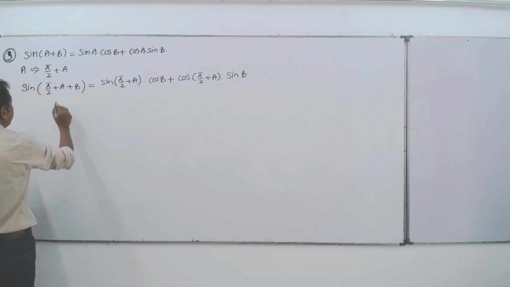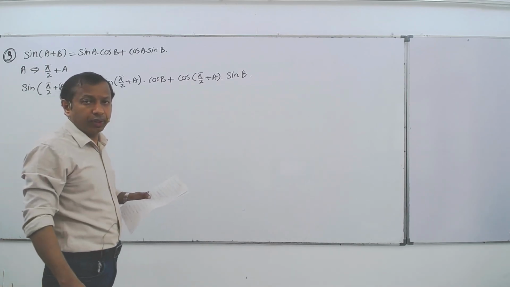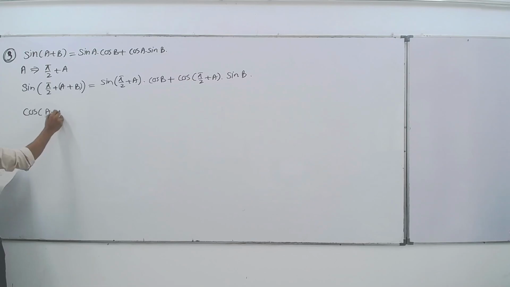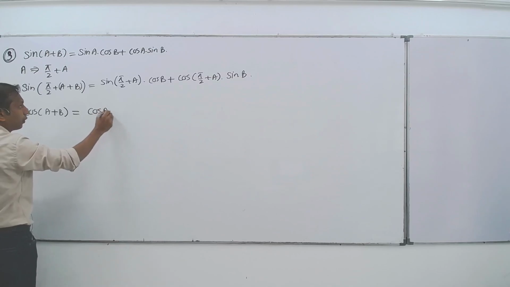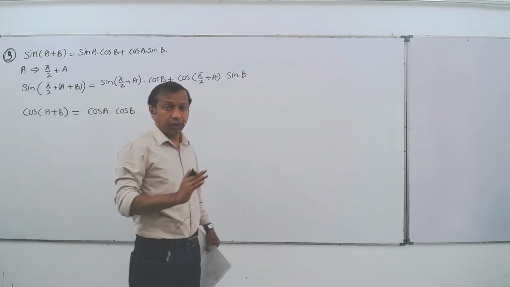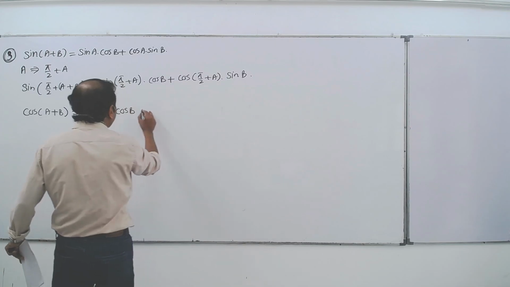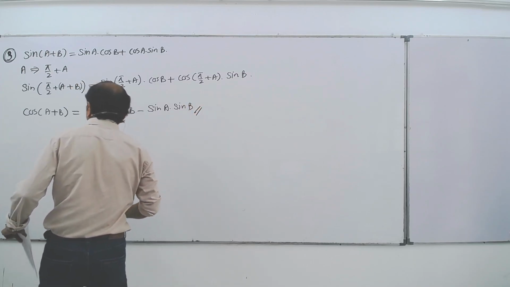Here, when I take this A plus B together, it is of the form sin 90 plus theta. Sin 90 plus theta we know is cos theta, therefore it is cos A plus B. Here sin 90 plus A is cos A, and cos B. Here cos 90 plus A is minus sin A. That minus and this plus makes minus sin A sin B. Okay. This way we get cos A plus B.